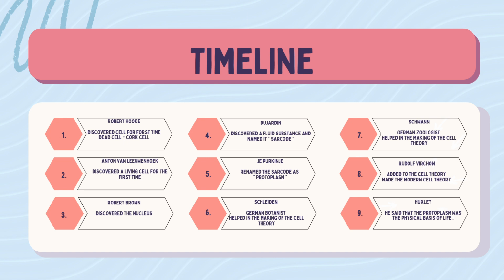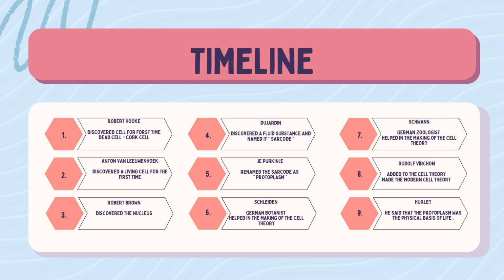Then in 1674, Anton van Leeuwenhoek discovered a living cell for the first time. He discovered a living cell from pond water. He, however, used an improved microscope rather than a primitive microscope like Robert Hooke. Then in 1831, Robert Brown discovered the nucleus. I consider this the most important discovery because the nucleus is the headquarters of the cell, and without the nucleus, the cell is nothing.